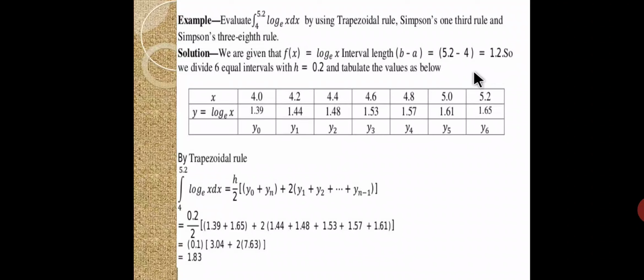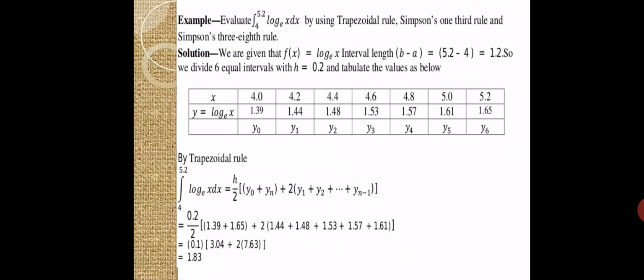So what is the rule for trapezoidal? N can be any value, even or odd. For Simpson's 1/3 rule, n must be even, and for Simpson's 3/8 rule, n must be a multiple of 3. So we have to take an n value that satisfies the conditions of all three rules. So that number is n is equal to 6.